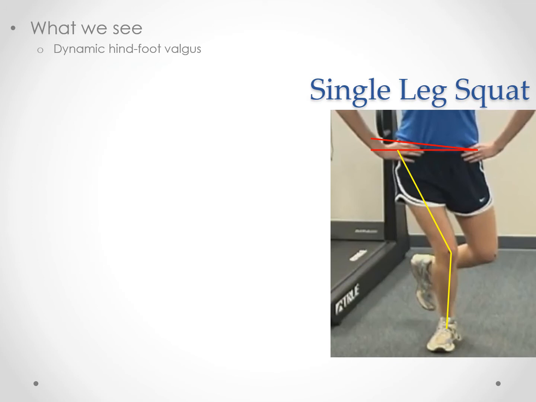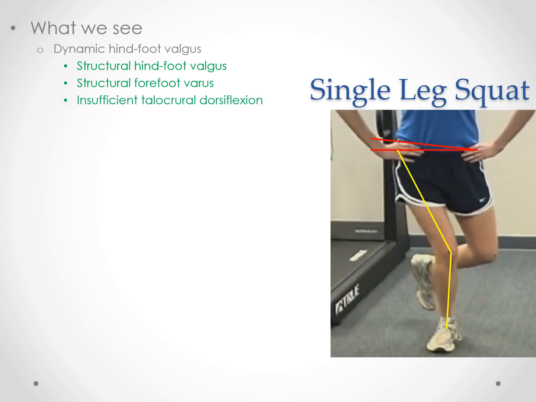Now, if you were to see dynamic hindfoot valgus with such a patient, harder to see with shoes on, but you can imagine that might be due to structural hindfoot valgus, structural forefoot varus, or insufficient talocrural dorsiflexion. We talked about this, I believe, before, but if the talocrural joint does not dorsiflex, then the midfoot needs to dorsiflex. In order for that to happen, the subtalar joint needs to be in pronation.